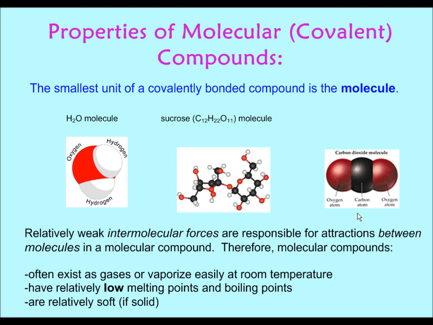Properties of molecular or covalent compounds. So the smallest unit of a covalently bonded compound is the molecule. Their relatively weak intermolecular forces are responsible for attractions between molecules in a molecular compound. Therefore, molecular compounds often exist as gases or vaporize easily at room temperature, have relatively low melting points and boiling points, and are relatively soft if solid. Okay, so it's very different from our ionic compounds.